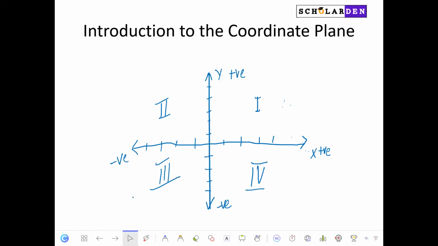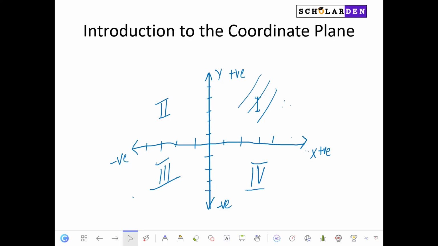Right. So any value lying in the first quadrant is going to have both the x and the y values positive, because it is going to be shown somewhere over here in this region. Any point that is plotted in this section of the graph is going to have both of the values as positive.